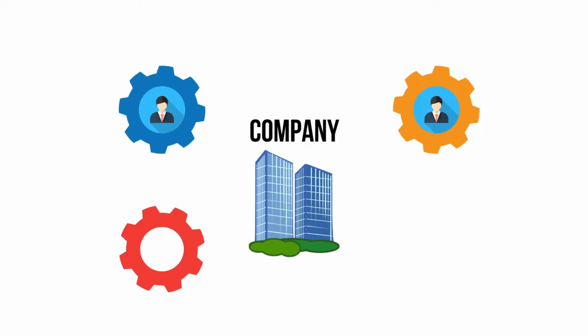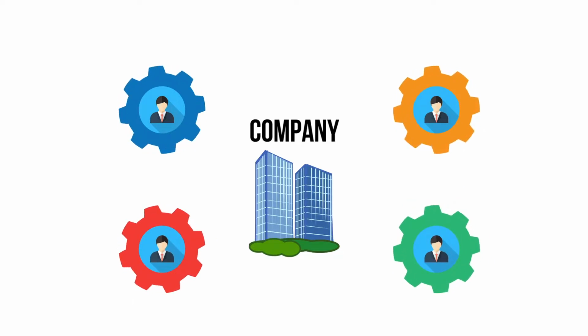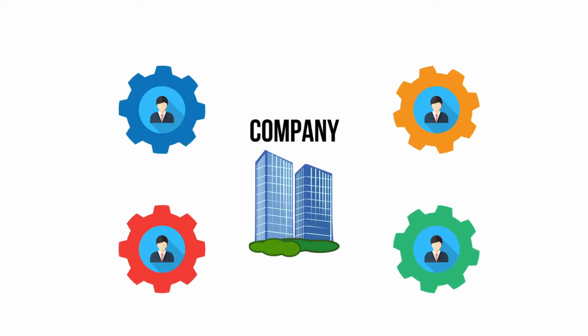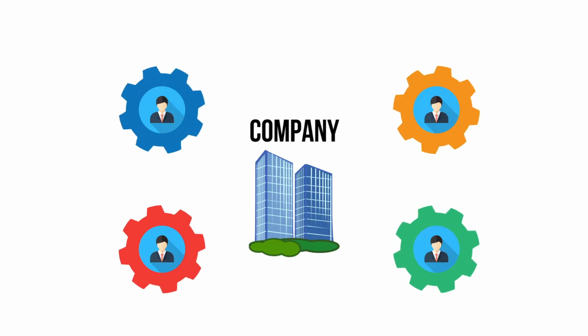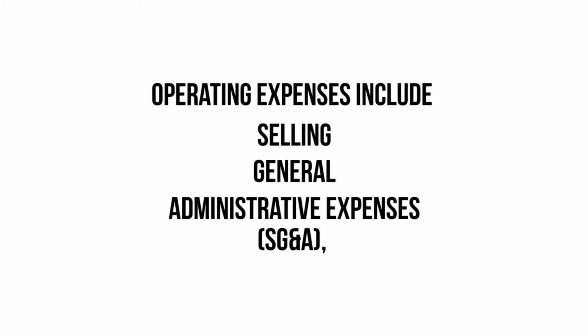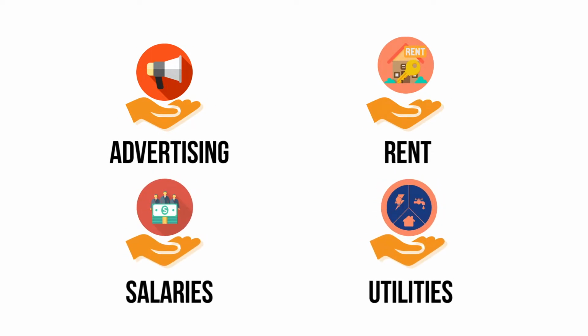This is the fourth line item on the income statement and represents the company's expenses for the fiscal year. Operating expenses are not directly related to the production of goods or services, but are necessary for the operation of the business. Operating expenses include selling, general and administrative expenses, such as advertising, rent, salaries, and utilities. Operating expenses are typically expressed as a percentage of total revenue.